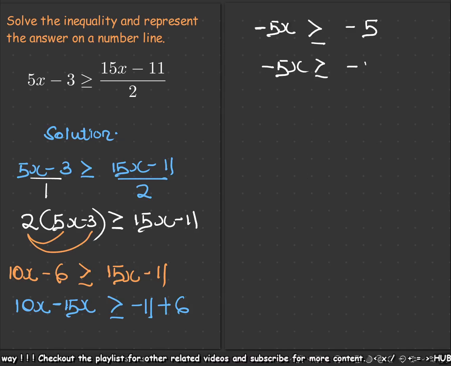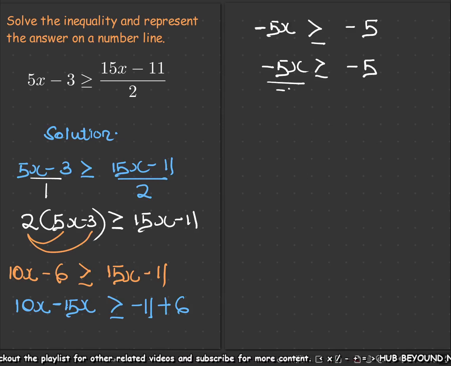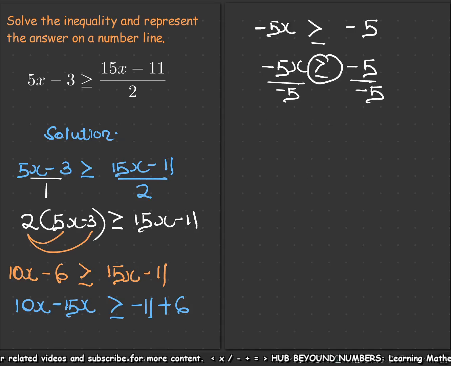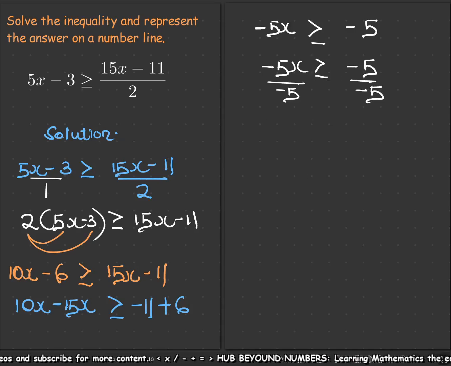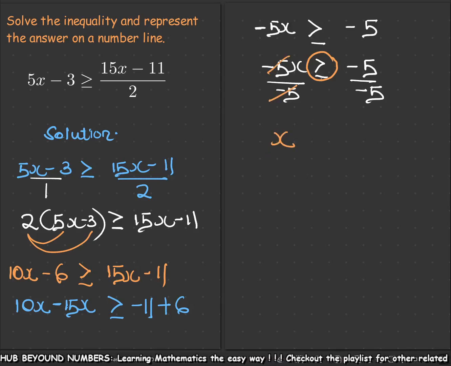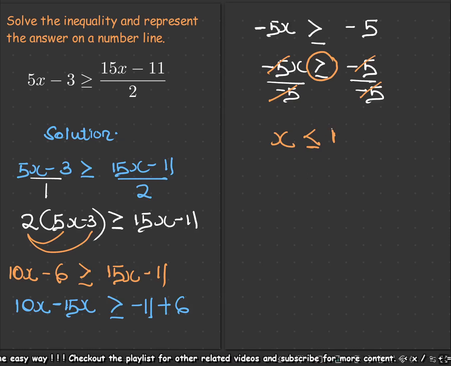Then at this point, it is x we want and not negative 5x. So what we do is we divide both sides by negative 5. Since we are dividing by a negative, the inequality symbol is going to change. This negative 5 cancels out this negative 5 and you're left with x, and greater than or equal to becomes less than or equal to. Then negative 5 over negative 5 gives us 1. So x is less than or equal to 1. Now, how do we represent this on our number line?